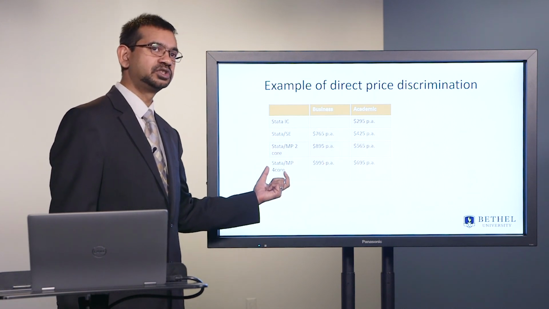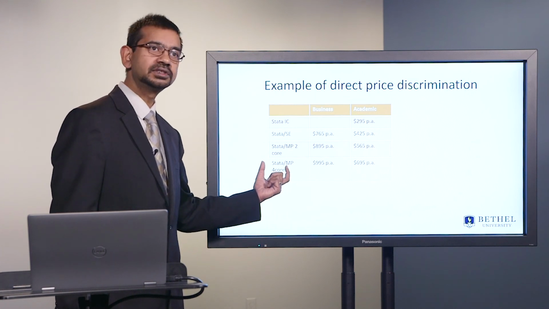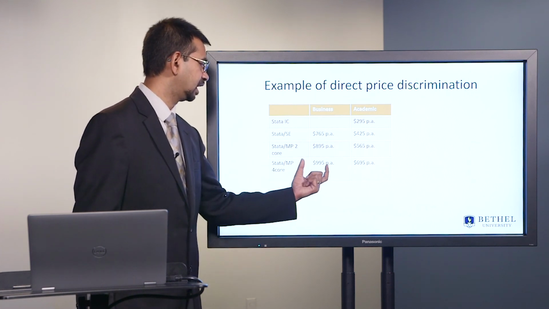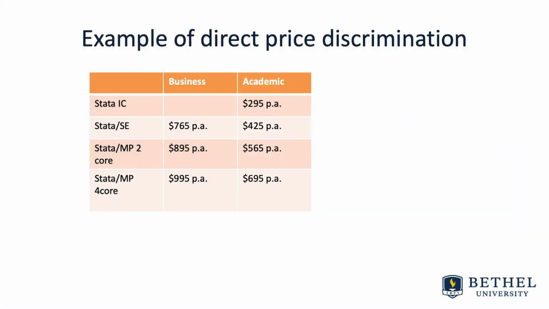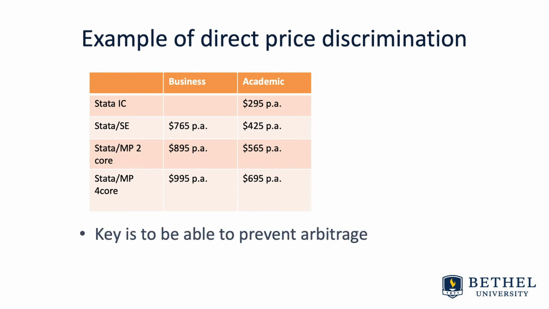The most popular version of Stata, which is multiprocessor with 4 cores, Stata charges $995 from the business customers per year, and they charge $695 from the educational customers per year. So here we see that because Stata can segment these two groups into different markets, they're able to offer them different prices. But the key thing for this to work is to be able to prevent arbitrage from taking place. So the business consumers should not be able to buy the software from the academic consumers.